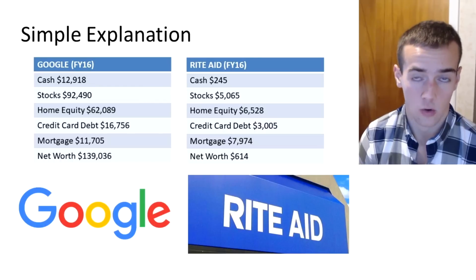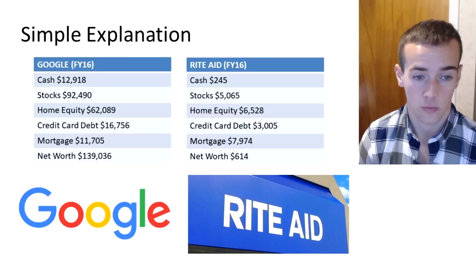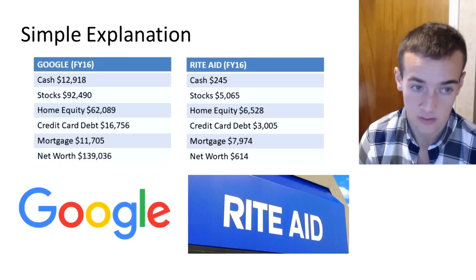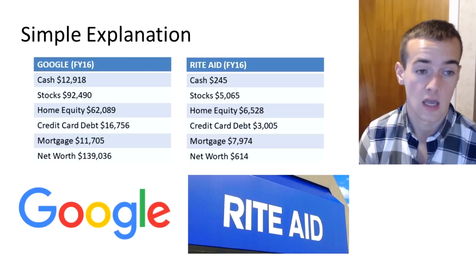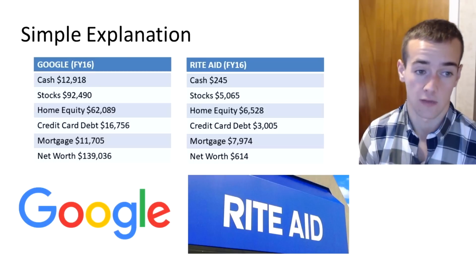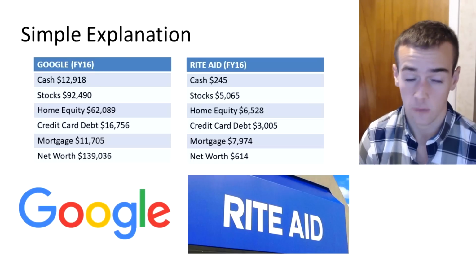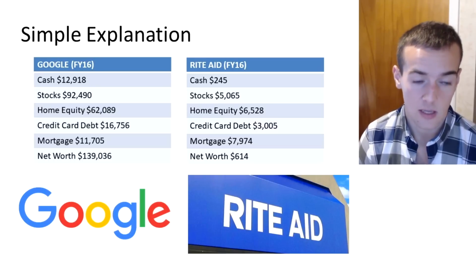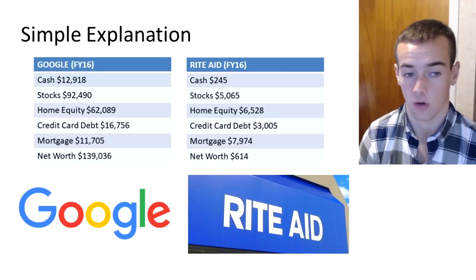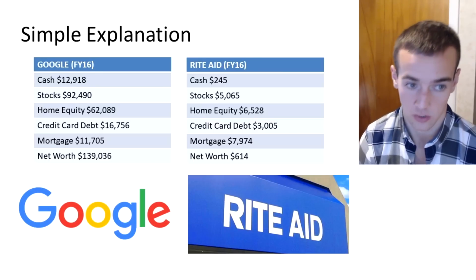And then your credit card debt, or your current liabilities, is at $16,756. So the first thing we notice is your cash just about covers what you have on your credit cards, but if you consider your short-term investments, that would easily cover your credit card debt. And your long-term debt, or your non-current liabilities, is at $11,705. That would be like the mortgage on your home.